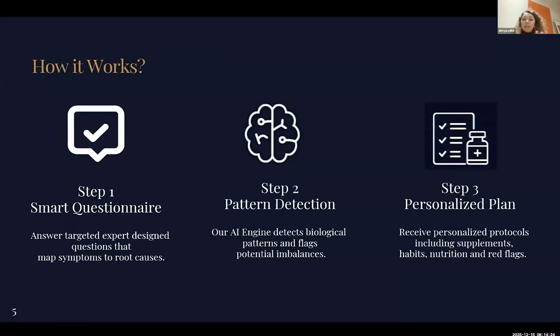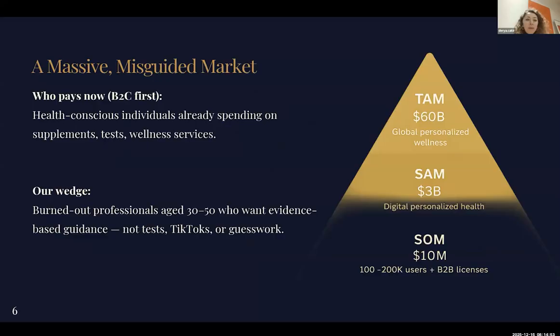How it works? It's very simple. Step one, we have smart questionnaire, and everyone can easily answer targeted expert-designed questions. And then step two, pattern detection. Our AI engine detects biological patterns and flags potential imbalances. And the third one, you are going to get personalized plan, receive personalized protocols, including supplements, habits, nutrition, and red flags in your daily life.